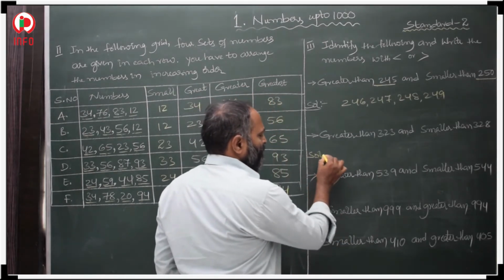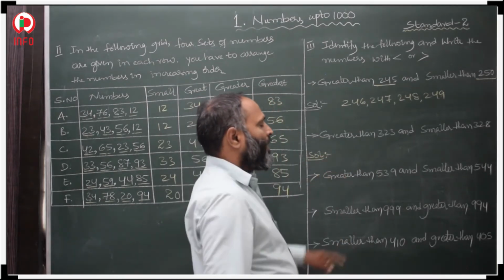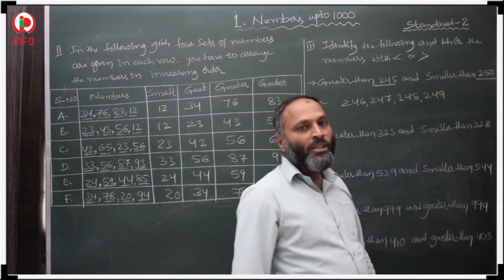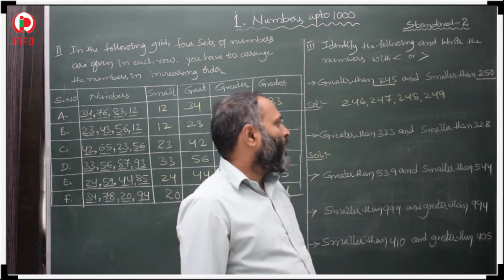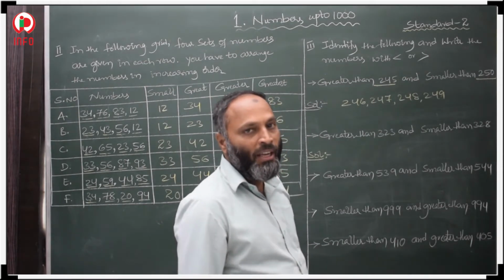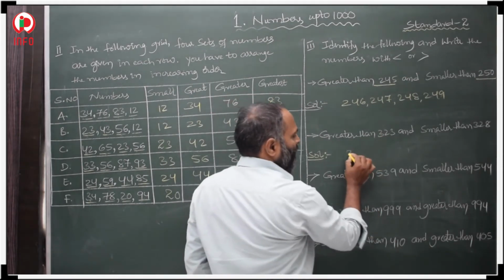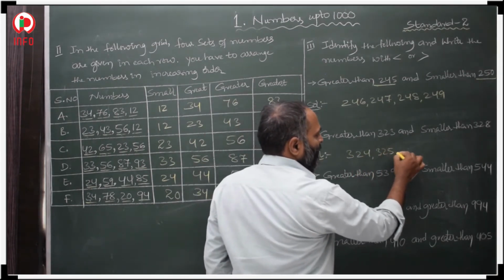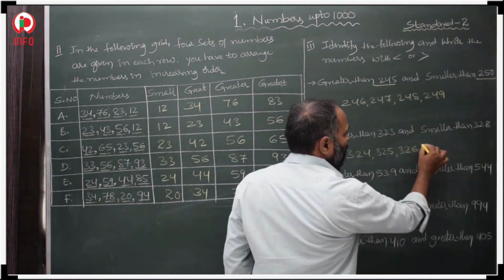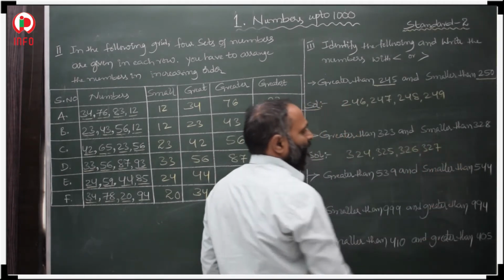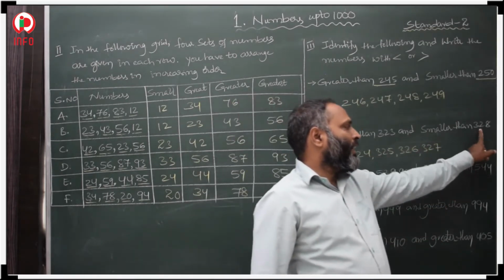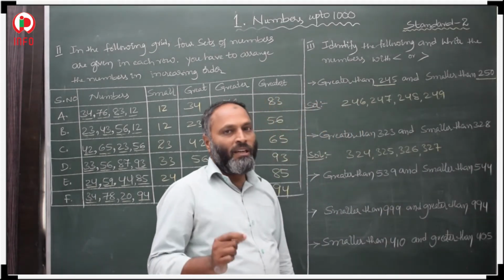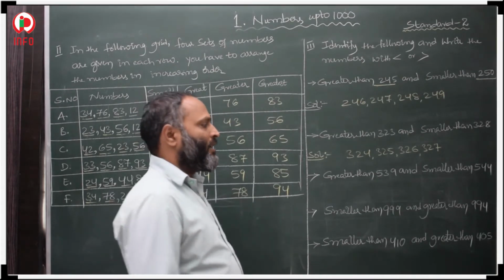Next, here also the same. Greater than 323 and smaller than 328. It means we have to write the numbers in between 323 and 328. 323, after that 324, 325, 326, 327. That's it. Don't write 328, because we want smaller than. Till 327 we have to write.